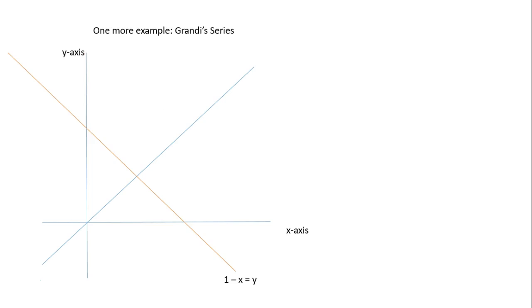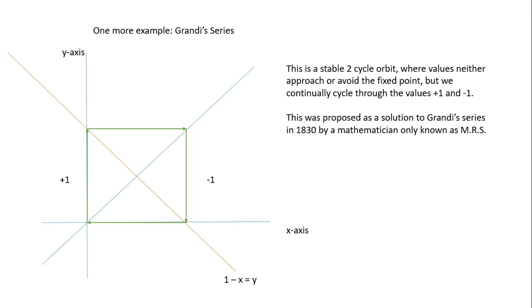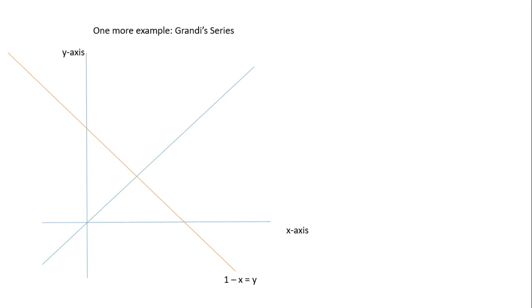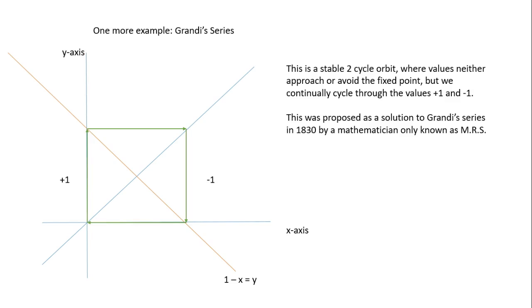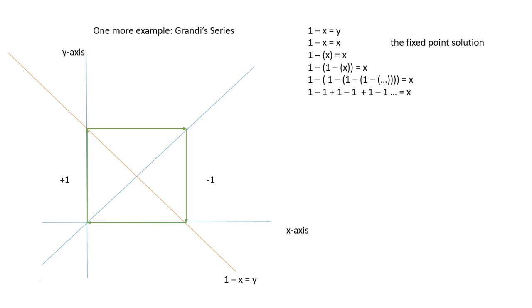Let's take one more example here before we go. Grandi series. I'm going to start with the equation 1 minus x equals y. If we start at 0 and iterate that, we get 1 minus 1 plus 1 minus 1 plus 1 minus 1. And it just continues on like that. It doesn't go away from the fixed point, it doesn't approach the fixed point. But the fixed point's right there.